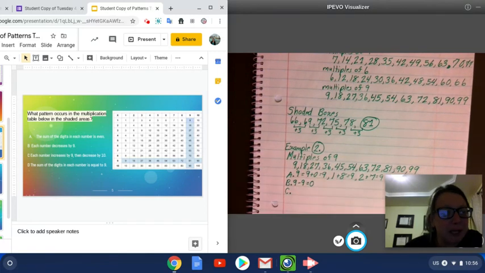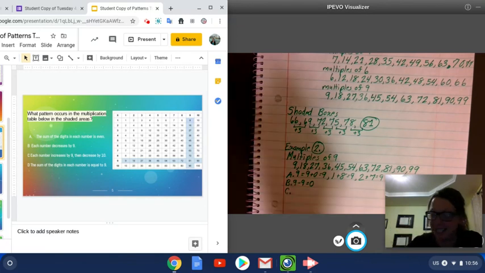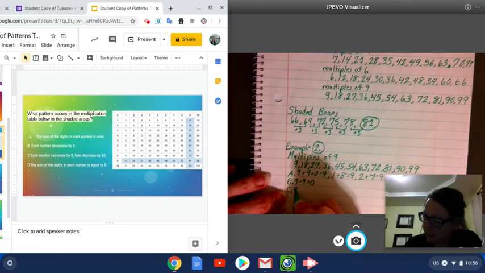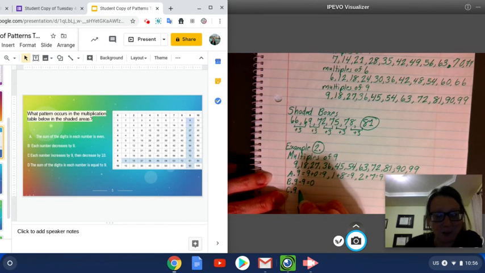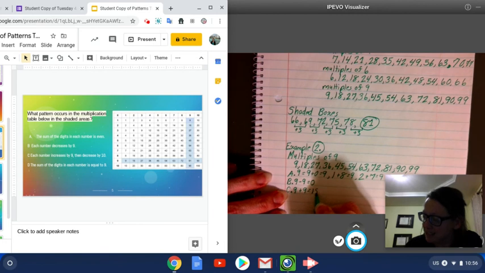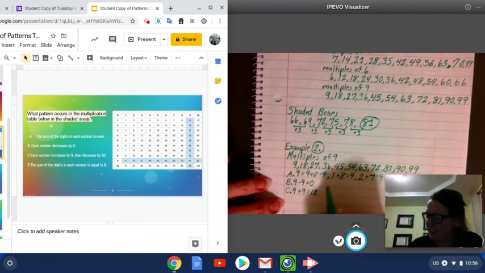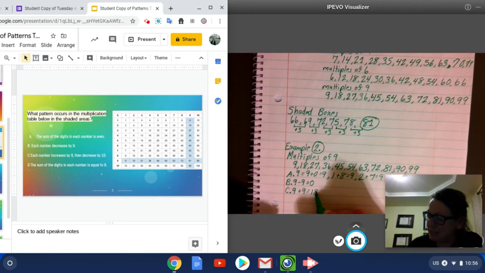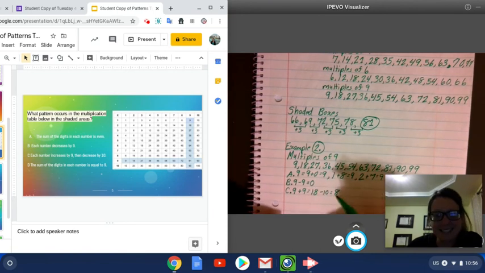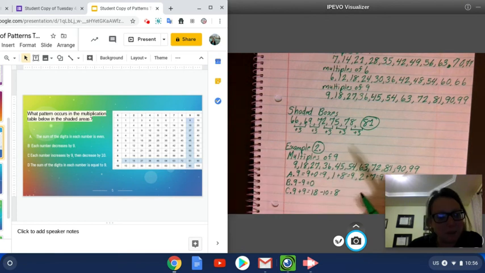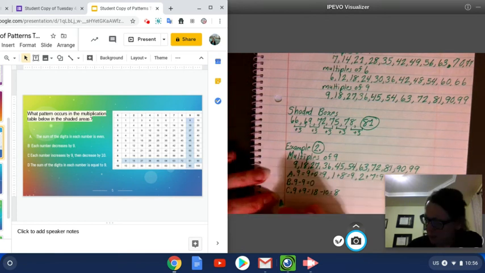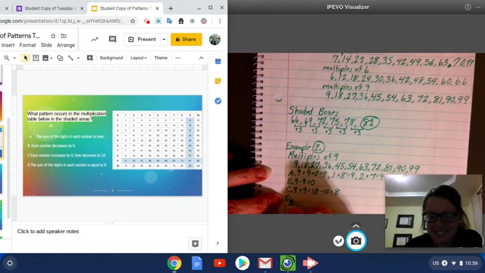So let's look at C. Each number increases by 9 and then decreases by 10. So if we look at 9, it says it increases by 9. 9 plus 9 is 18. And then decreases by 10. Well, if it decreases, that means that 18 minus 10 is 8. Is that our next number? No.